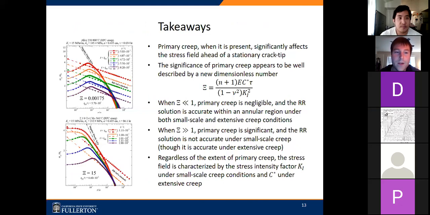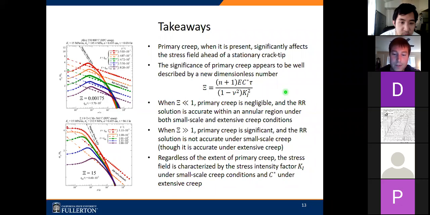Okay. So some takeaways from this project are that primary creep, when it is present, does significantly affect the stress field ahead of a crack tip. So obviously you want to be aware of that when you're designing components. You don't want to neglect primary creep because that can really affect behavior of the stress field, and therefore the time that it takes for the thing to rupture. And of course, we define this new dimensionless number that characterizes the significance of primary creep. If you want to know whether primary creep is significant or not, you can always calculate this number. If it's much less than one, you can get away without modeling primary creep. When it's much greater than one, you really need to account for primary creep.